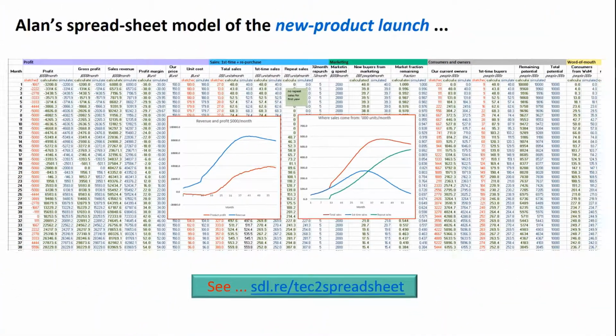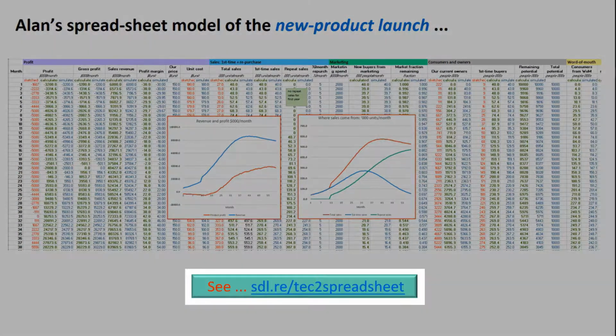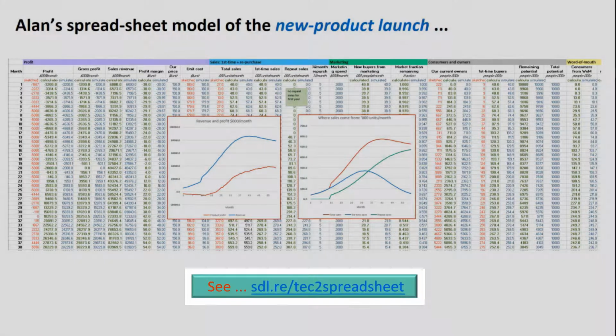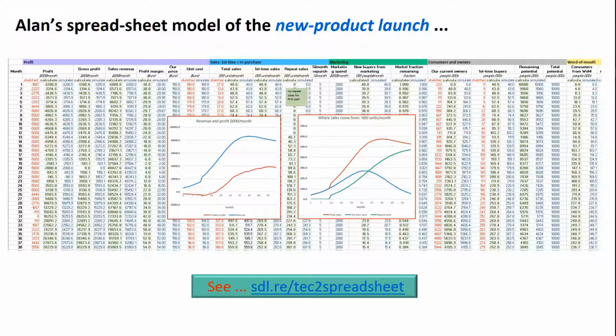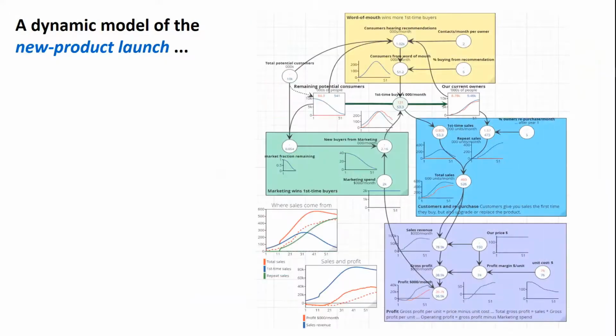Now you can actually go and get this spreadsheet, go to that link shown there, and you can download the spreadsheet and see what all the calculations are and see how it works. So what does a dynamic model look like, and how is it different from this? Well, here is a working dynamic model of exactly the same case.